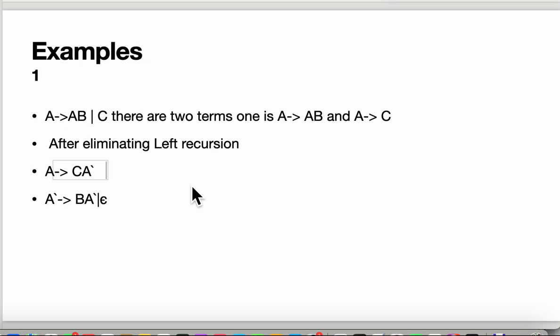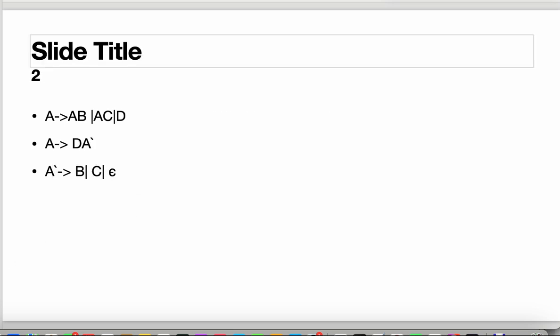Now that new variable has to be expanded. So how do you expand? A dash gives, in place of AB you have created a new variable called A dash. Now you have to write down what this A dash is. A dash gives, don't write A because it's creating recursion. Take out all the symbols after A. What are the symbols after A? We have only B, and the variable you have created, you write A dash slash epsilon. So this is how you eliminate left recursion from the given grammar.